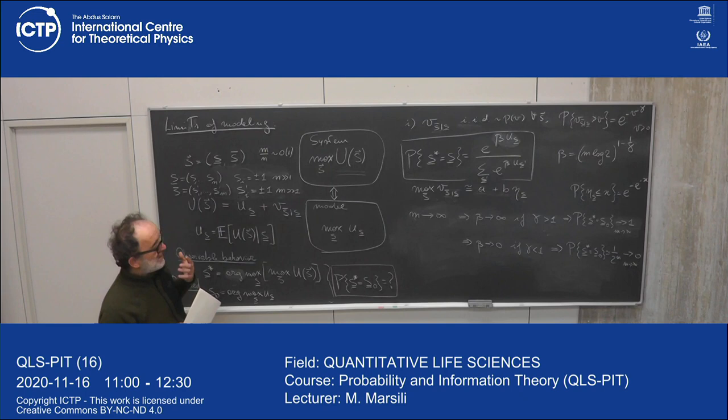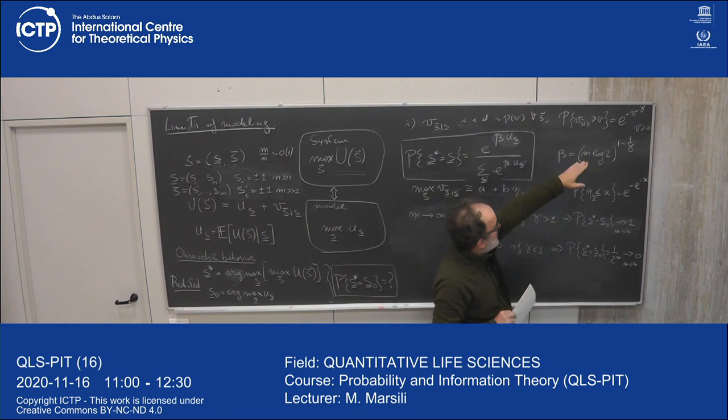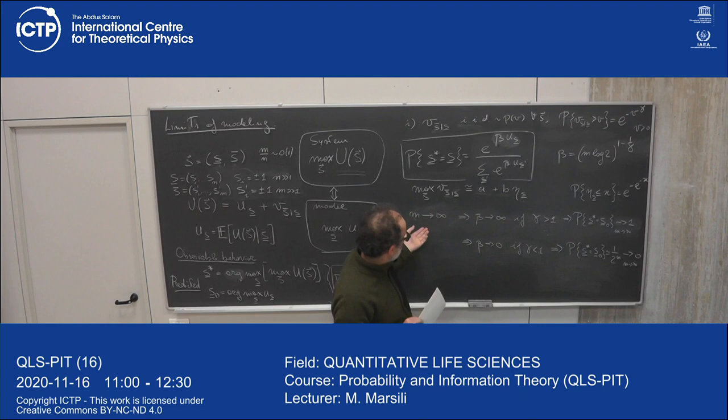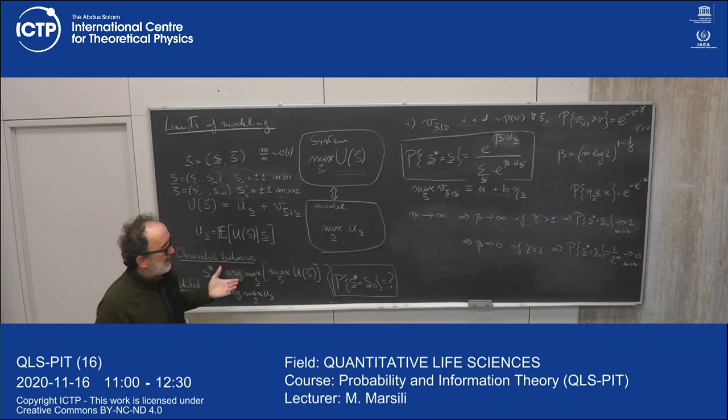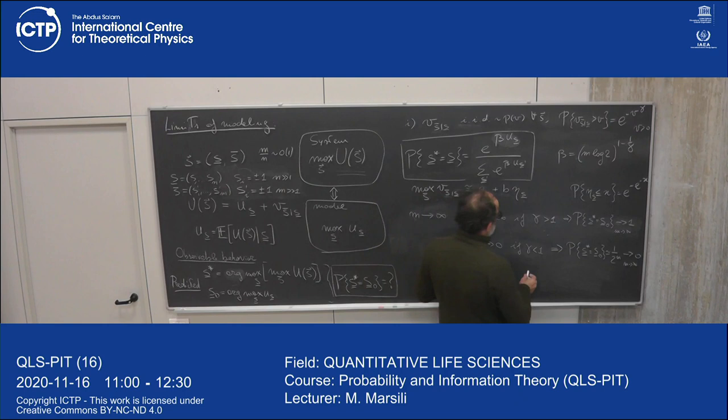Instead, if gamma is larger than one, this includes, for example, the Gaussian. So the Gaussian would have gamma equal to two, in the sense that the tail of the distribution would go as e to the minus x squared. Then if gamma is larger than one, the more you don't know, the better it is, and the more your model can be predictive.